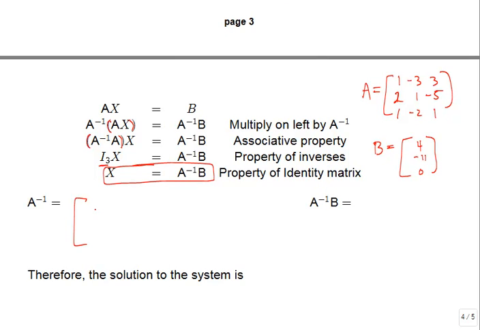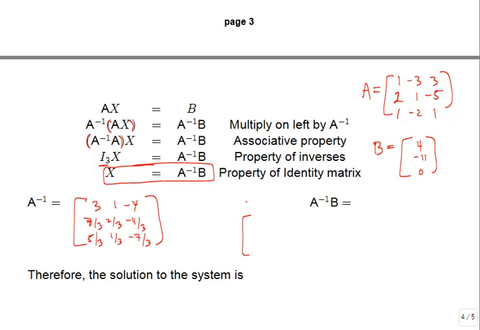So A inverse turned out to be this matrix: 3, 1, -4, 7/3, 2/3, -11/3, 5/3, 1/3, and -7/3. Definitely not a matrix that you would want to have to figure out by hand because of all those fractions to deal with.